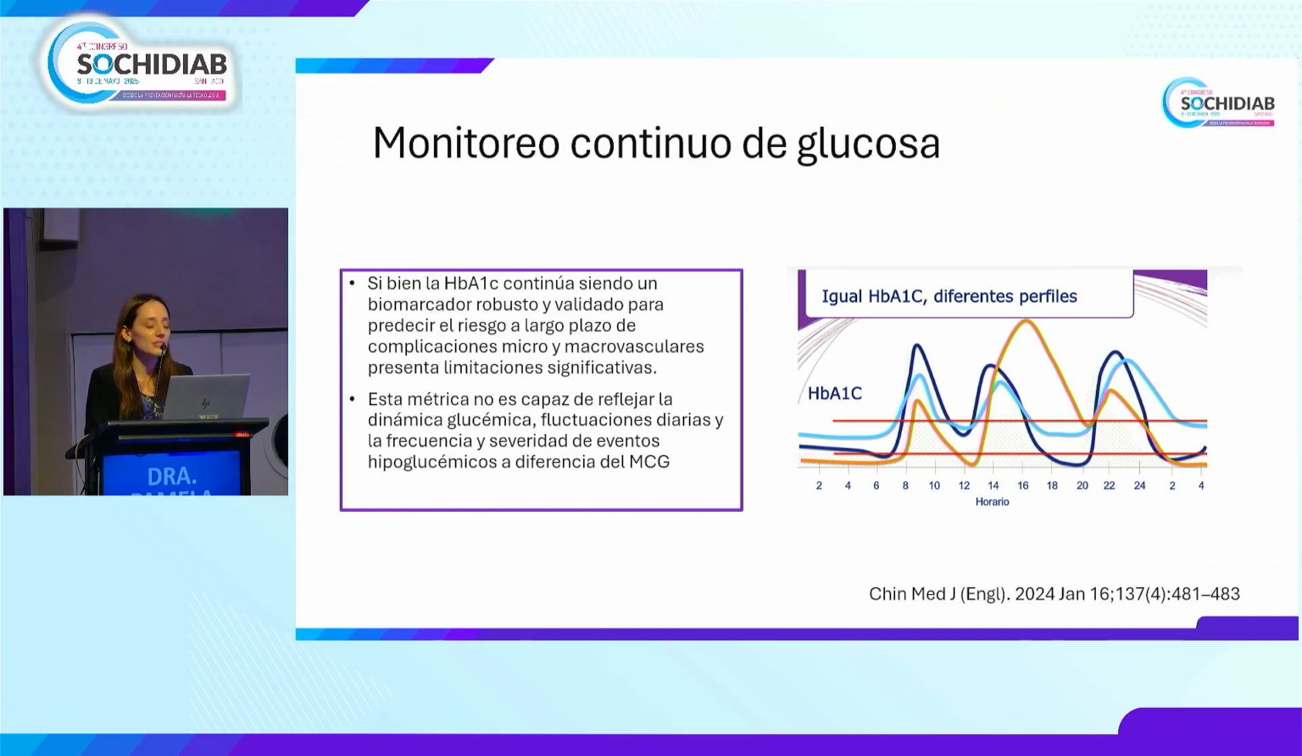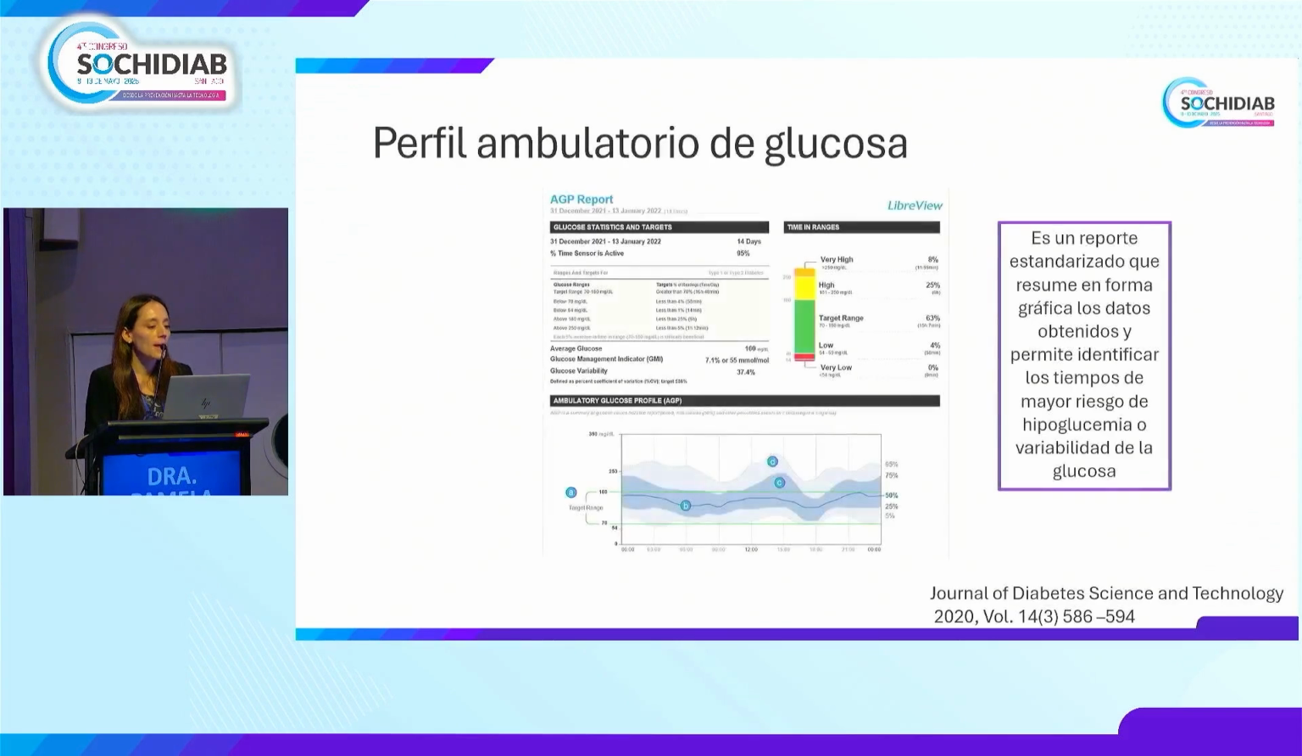As shown by Hans, HbA1c is a robust and validated biomarker to predict risk in the long range, but it also has significant limitations. This metric is not able to reflect the glycemic dynamics, the daily fluctuations, and the frequency and severity of hypoglycemic events. And this is a classical curve where we may have very different glycemic profiles compared to HbA1c.